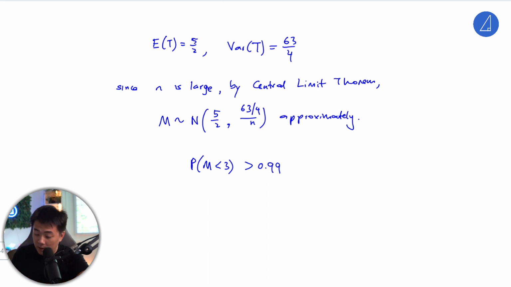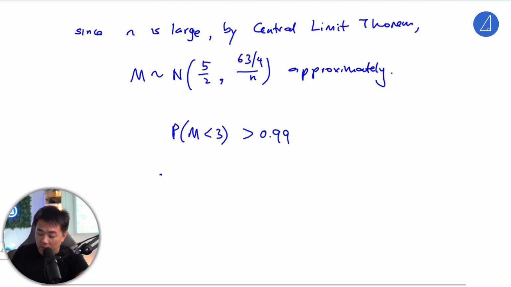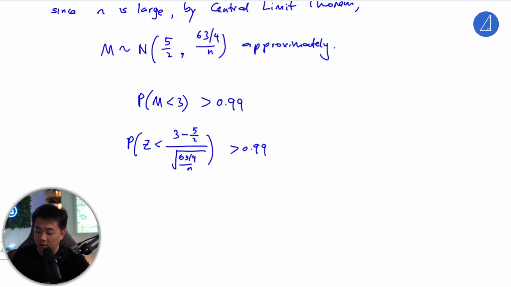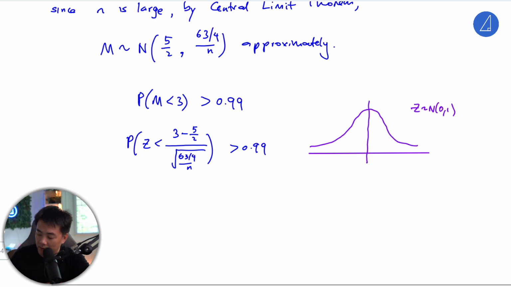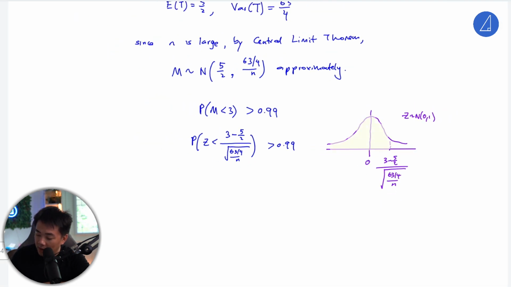Now you can use table of values. I would suggest using table, but we could also use inverse norm, not an issue. So I'm going to just use inverse norm here. So P(Z < (3 minus 5/2) divided by the square root of 63/4 divided by n). You could use table of values. I'm going to use standardization, then after that use inverse norm. So let me just illustrate this to you. Say you have a standard curve here, and the shading on the left side is 99%. So this is your boundary, 3 minus 5/2 divided by the square root of 63/4 divided by n. This area here is your 99%.